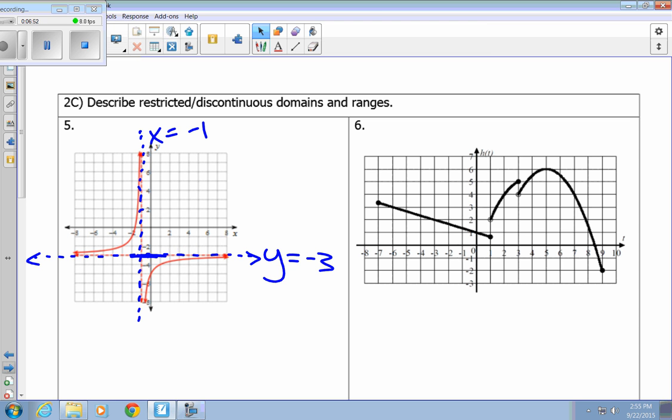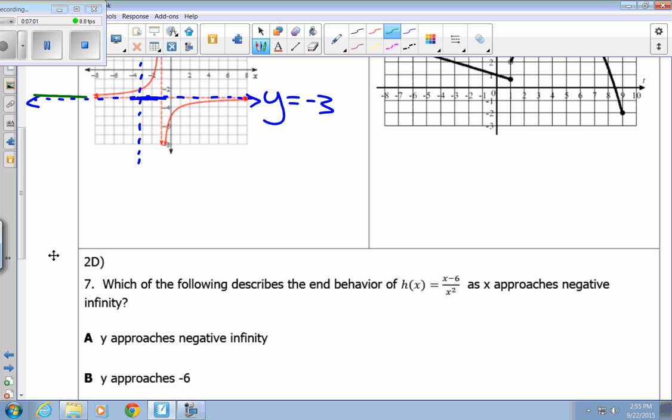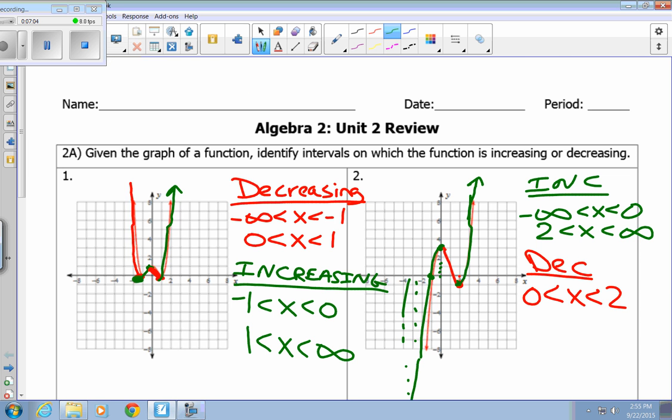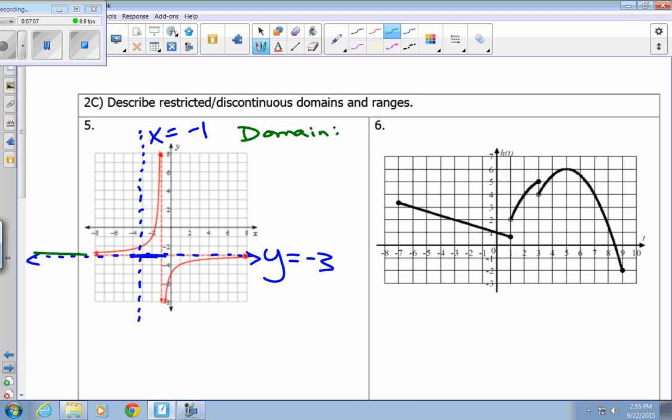So the domain, from left to right. As this graph is coming in from the left, it is coming in from negative infinity, the x values. Here's at negative 8, negative 10, the x value is negative 12. It's coming from negative infinity. Where does this portion of the graph have its limit? There's an asymptote at x equals negative 1. So that's where this portion of the graph has a limitation. It gets up to negative 1 and that's it.